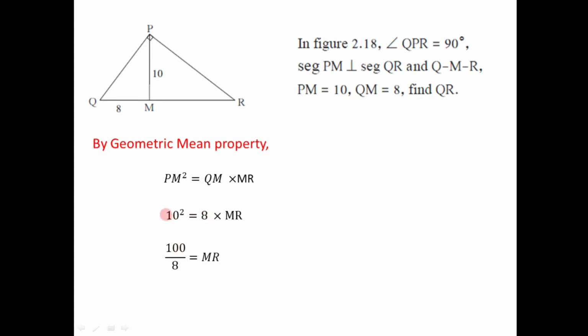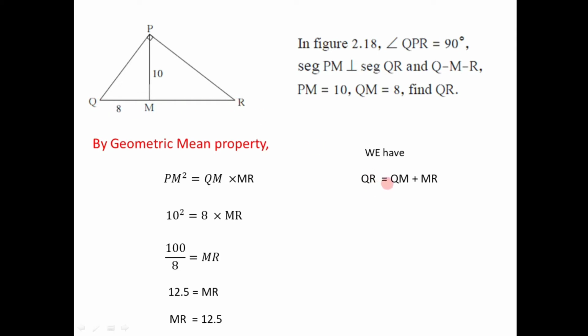If we take 8 to the left hand side, it will mean the denominator. Just to get 100 divided by 8, that is equal to MR. If we divide 100 by 8, we get 12.5 is equal to MR. That means MR is equal to 12.5 units. But the question is, we have to find the length of QR. Now QR is nothing but the sum of two smaller segments, QM and MR. So to find QR, we should just add them. That is, we should add QM and MR to get QR.